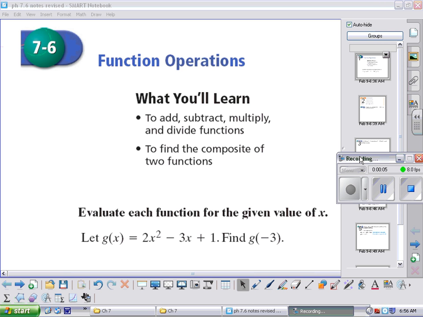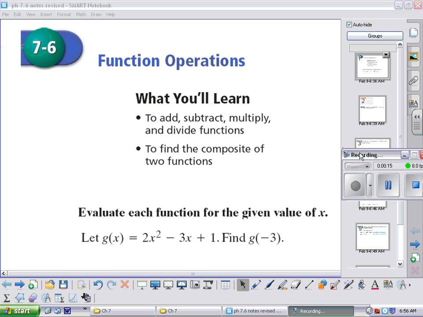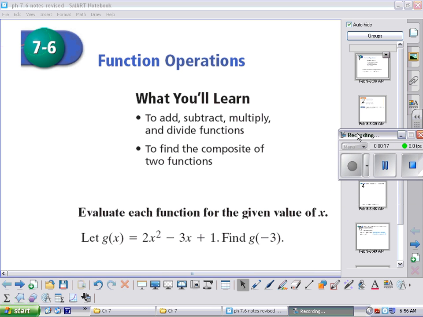This is Mr. Roderick. We are in section 7.6 of your textbook. We're going to break this into 2 days. This is going to be day 1 today, function operations. You're going to learn the basics of the function operations. So we're going to be able to take two functions and add, subtract, multiply, divide. And then you'll also be able to compose functions. In other words, you're going to basically lay a function inside of another function. Okay, those are the two things you're going to be able to do by the end of the day.